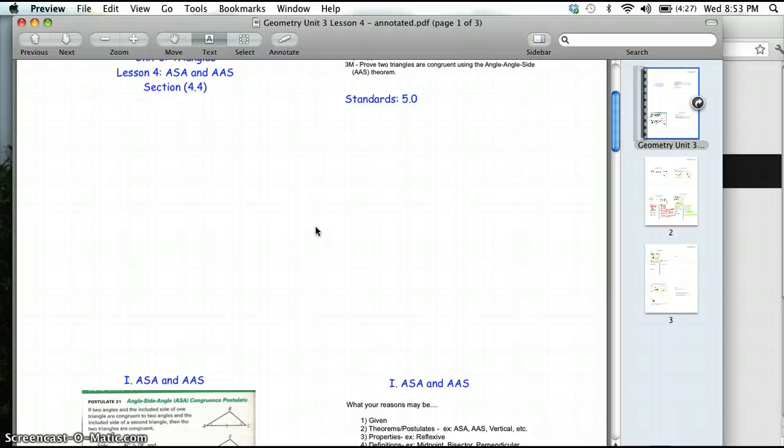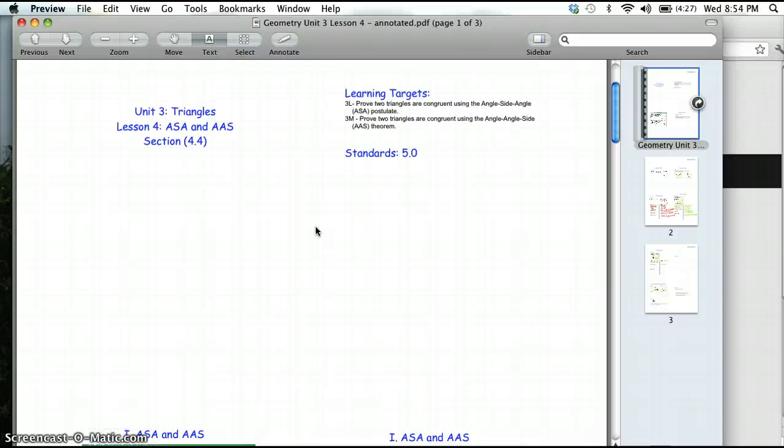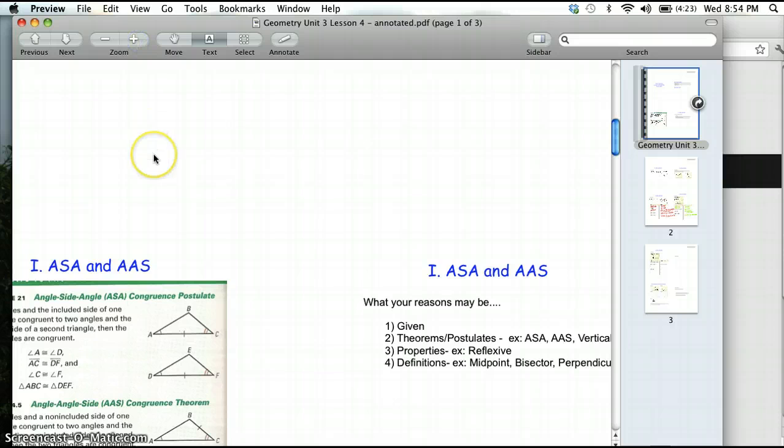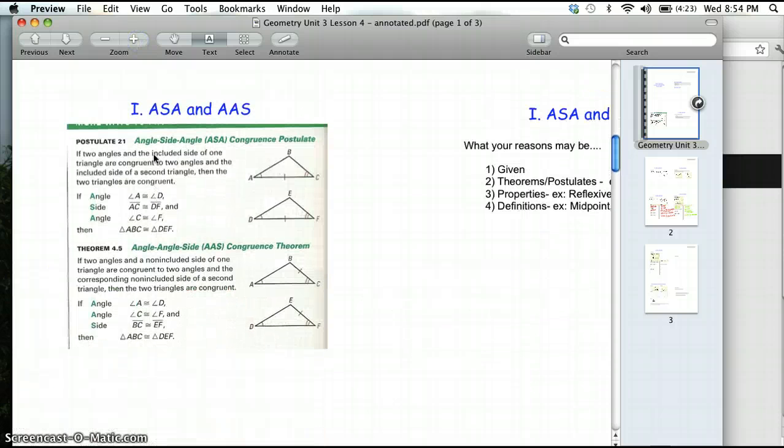Now the next two that we're going to look at, so we have side, side, side, side, angle, side. There's two more theorems that you can use to prove that two triangles are congruent. You can use the angle, side, angle, and the angle, angle, side theorems, or congruence postulates. So let's look here at some definitions. I know that you've already gone through this with Mr. Livingston, so I'm going to go pretty fast through this.